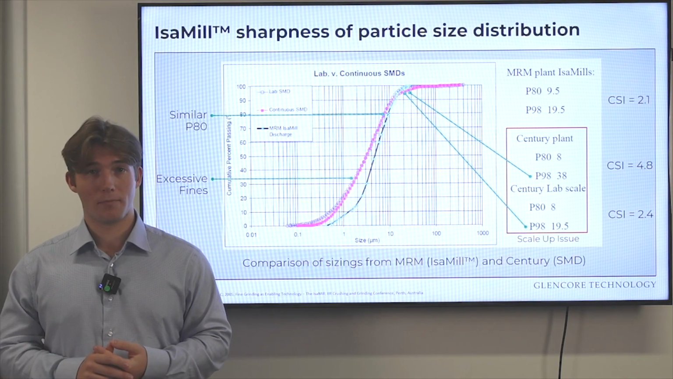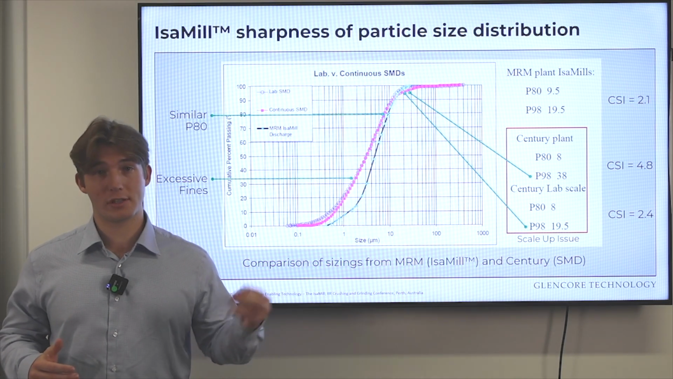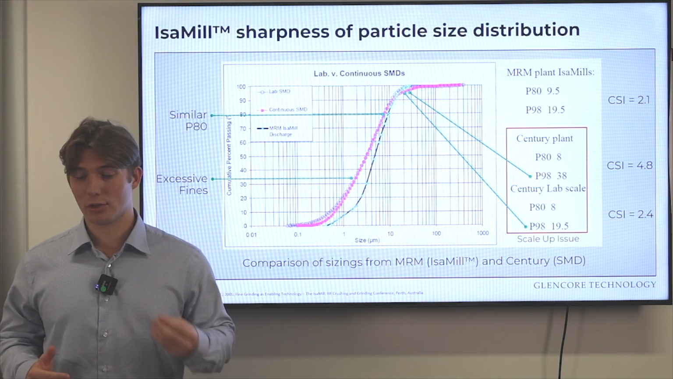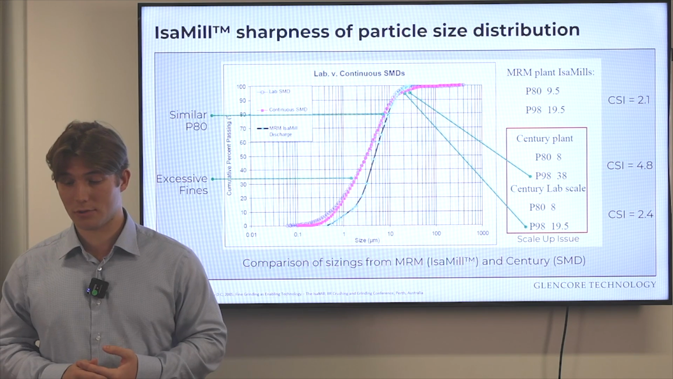As I said before, the IsaMill has its own internal classification mechanism which not only simplifies the circuit allowing for open circuit operation, but it also achieves the sharpest cut size out of any other regrind technology in the world.